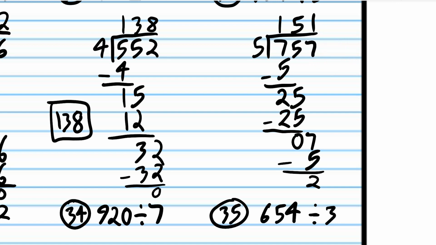Now, this problem is different because now, look, we have a remainder. We have a remainder down here. So all that means is that the final answer is going to be 151, remainder 2. And here's how we write it. 151, remainder 2, R2. 151, R2. All right.